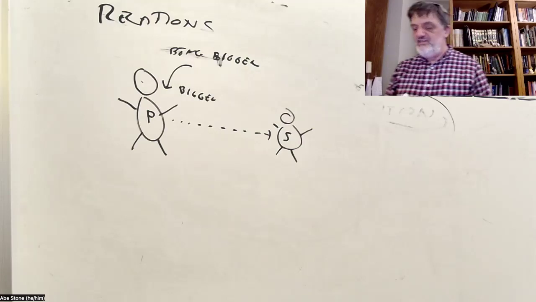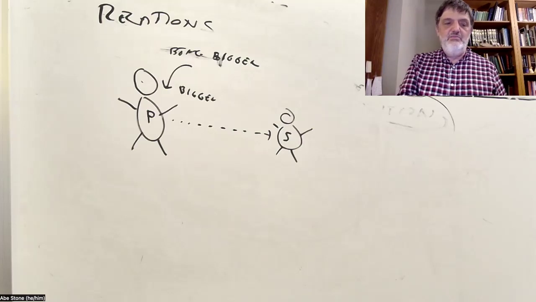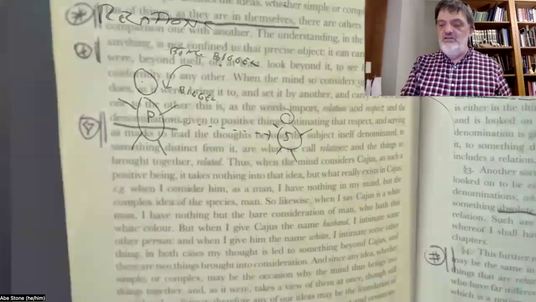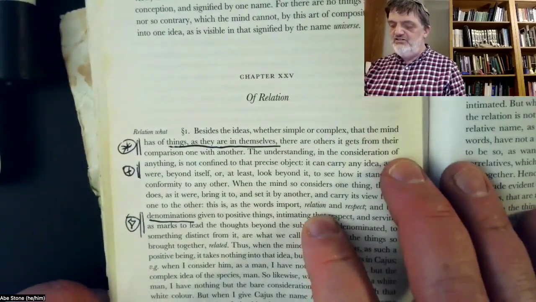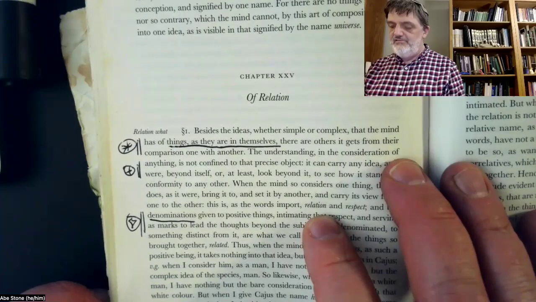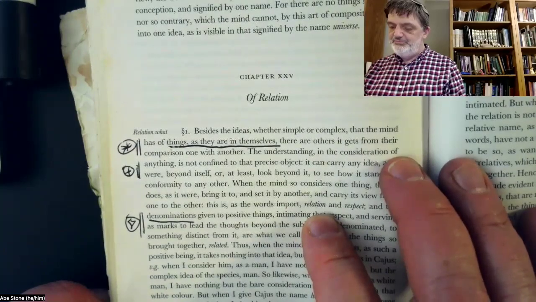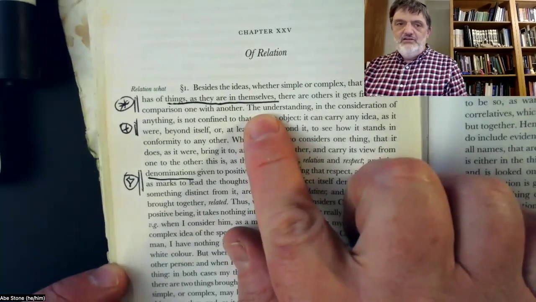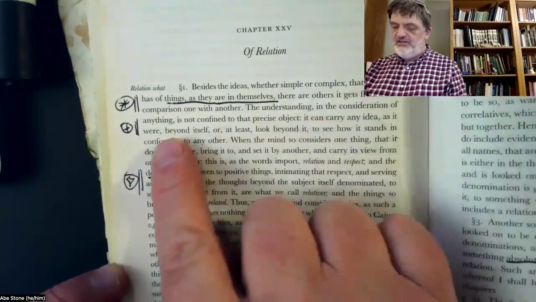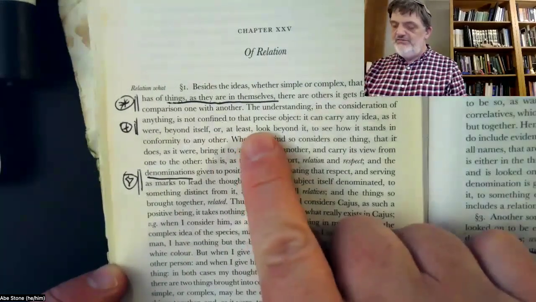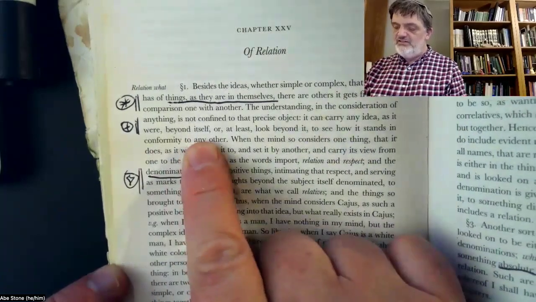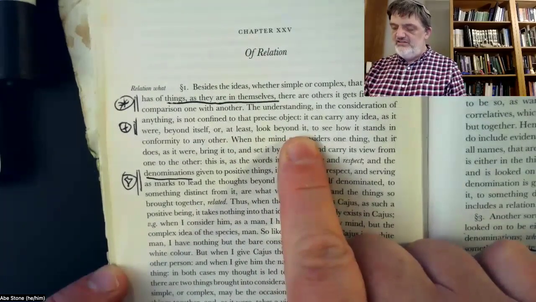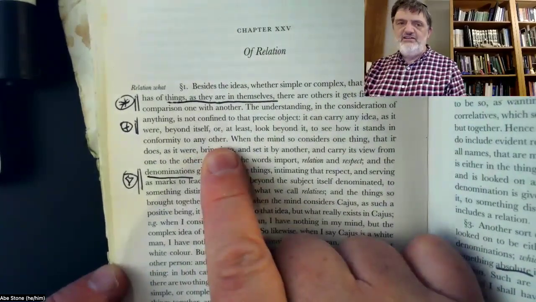And it's based on this capability of the mind, a kind of operation that the mind can carry out. Remember, before, I think he said that this operation is called comparison. The understanding in the consideration of anything is not confined to that precise object. It can carry any idea, as it were, beyond itself, or at least look beyond it to see how it stands in conformity to any other.